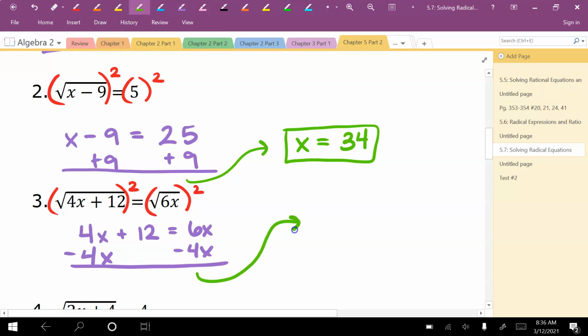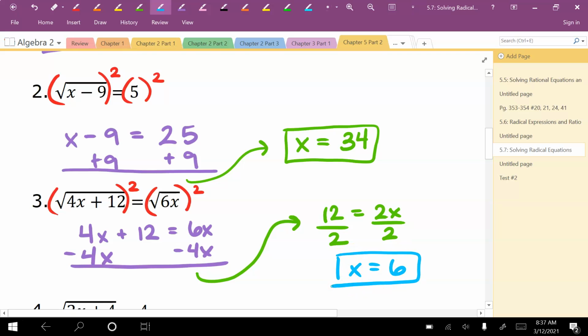Okay, so I'm going to bring it over here. So I have 12 equals 2x, because 6x minus 4x would be 2x. Now what do I do? Divide by 2. So x is going to equal 6. Now you could always take these answers that you're finding and plug them back into the problem, and it should balance out on both sides.